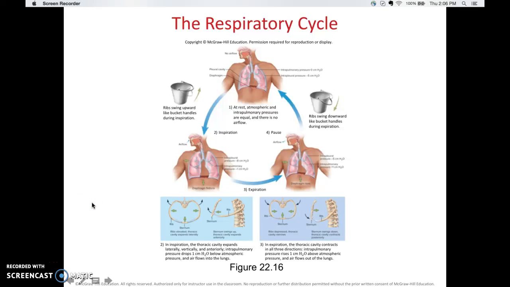So our last video focused only on inspiration. This is going to focus on expiration and the rest of the pulmonary ventilation. So it's very important for you to understand this diagram and how atmospheric and intrapulmonary pressures interact so that it allows inspiration and expiration. So definitely try to understand this.